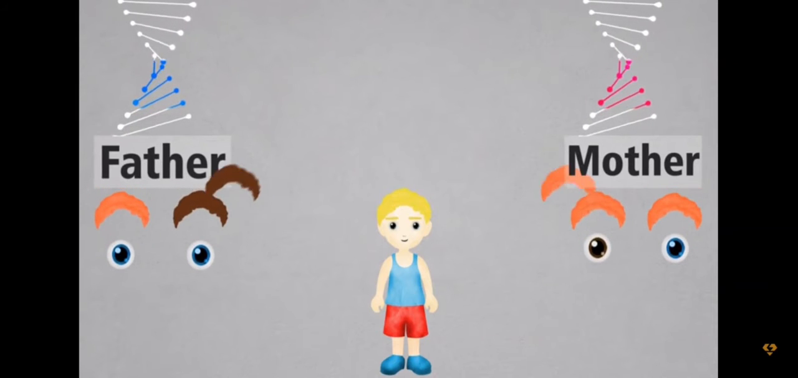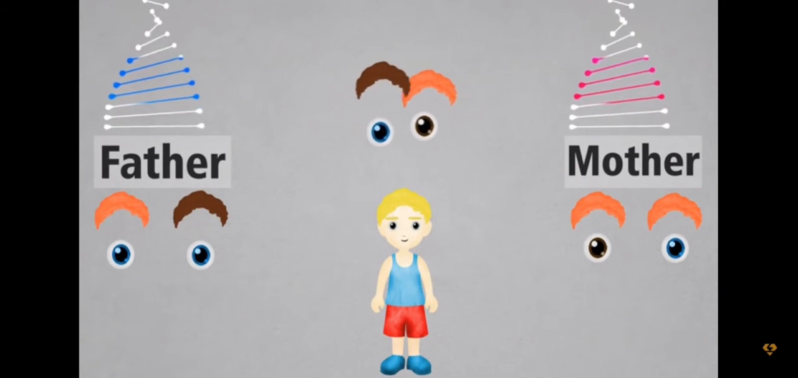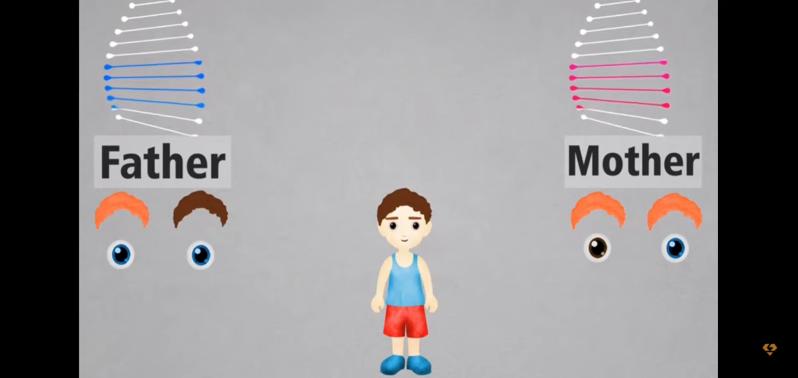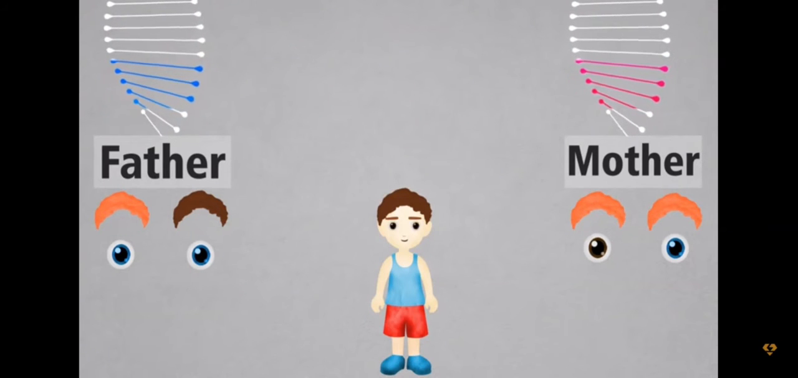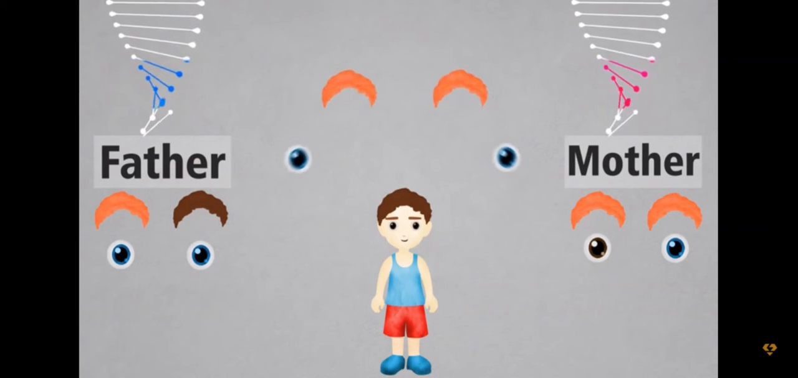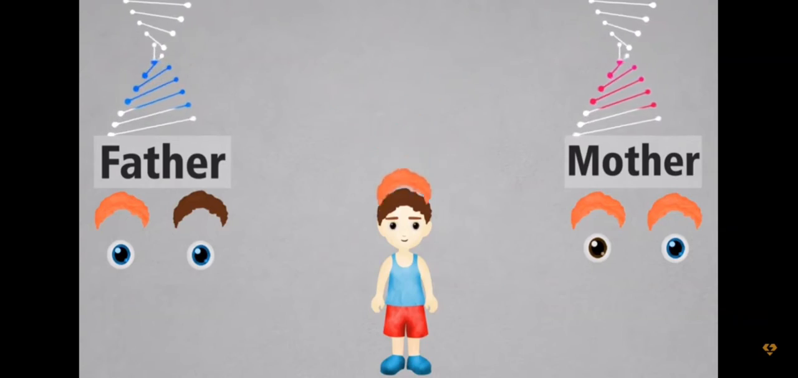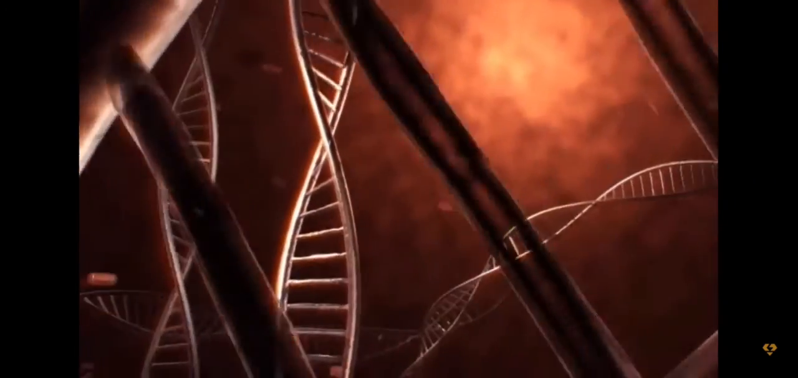Some genes are dominant and some are recessive. Dominant genes are more often expressed as observable characteristics, while recessive genes are often masked by dominant genes. The recessive genes are expressed when inherited from both parents. And while all humans share over 99% of our DNA with each other, what we don't share is what makes us unique in our own way.